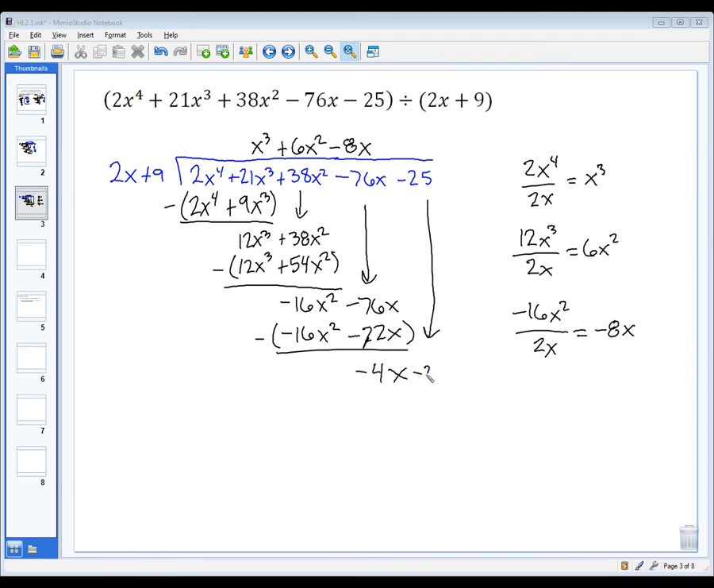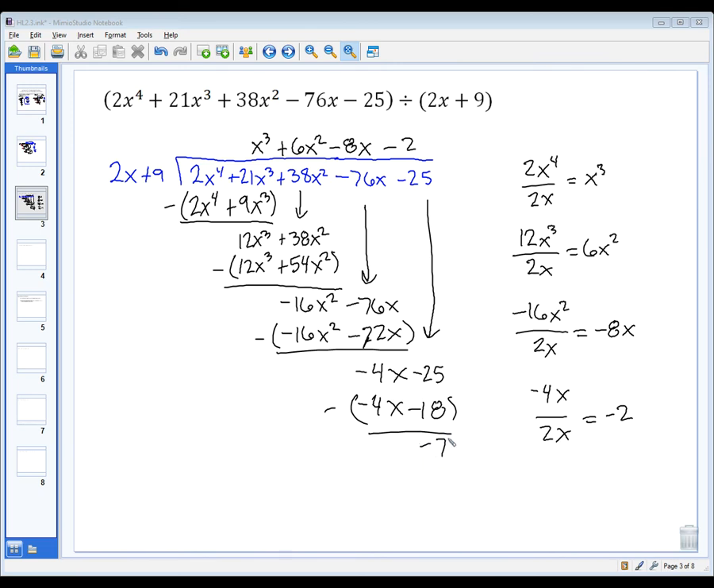Bring down the final term of negative 25, and we're going to divide again. First term from the dividend is negative 4x. First term from the divisor is 2x. Divide that, we get negative 2. Put that up at the top. Multiply negative 2 to the divisor, you get negative 4x minus 18. Now we need to subtract that, and we get an answer of negative 7.